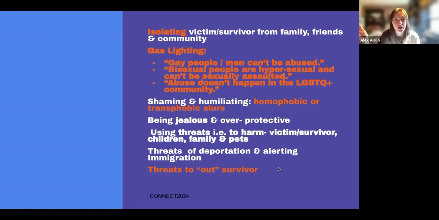Using any kind of threats is an example of emotional abuse, including threats to out the survivor or tell people about their sexual or gender identity if they're not comfortable with that. I also want to highlight here being jealous and overprotective. This can be really hard in queer relationships when people might have friends of the same gender and they also are interested romantically in the same gender. Their partner could feel that they shouldn't have any friends because they're attracted to the same gender.